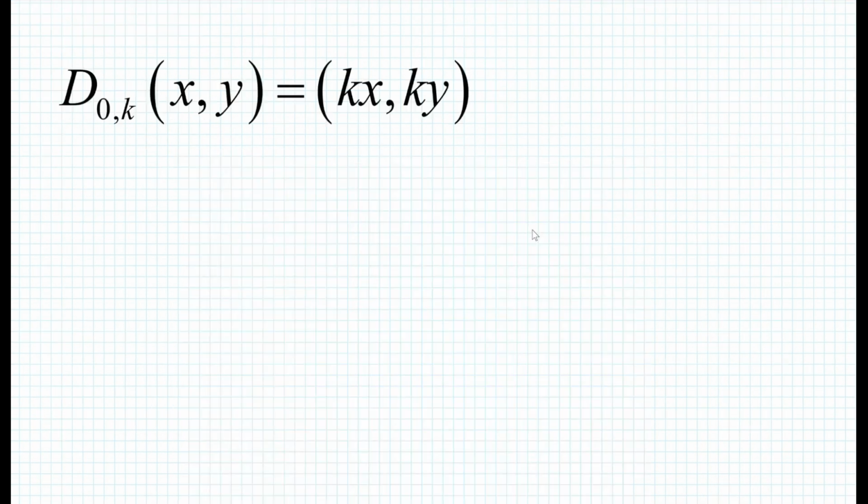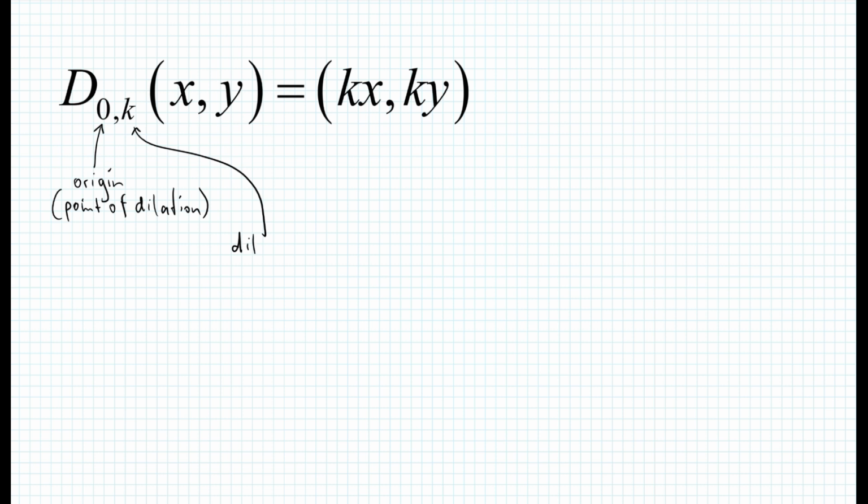So that brings me to the notation of dilation. The notation is a capital D, and here we have a subscript. In this case, the subscript means 2 different things. The first one is the origin, so basically, that is the point of dilation. And then we have the K value, and the K value is the dilation factor.